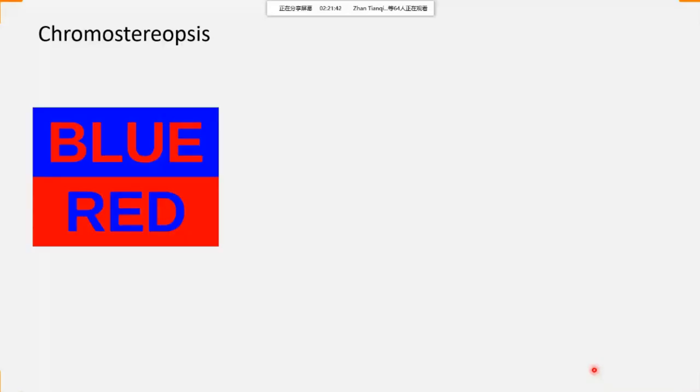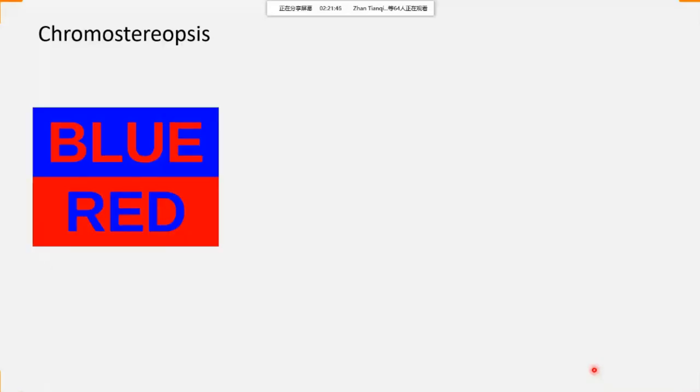Another one, this is a weaker one, so the depth impression is not so strong. It is called chromostereopsis. But don't get confused. The term stereo is usually used if two eyes are involved. But here stereo is used because there is some depth illusion or effect here. But it's just based on the colors.